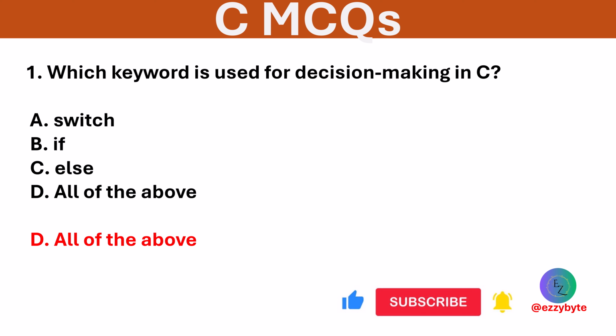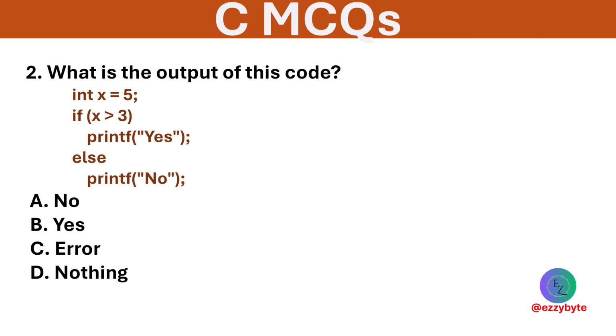Option D is correct. What is the output of this code? Options are no, yes, error, and nothing. Option B is correct. Since 5 is greater than 3, the if block executes and prints yes.